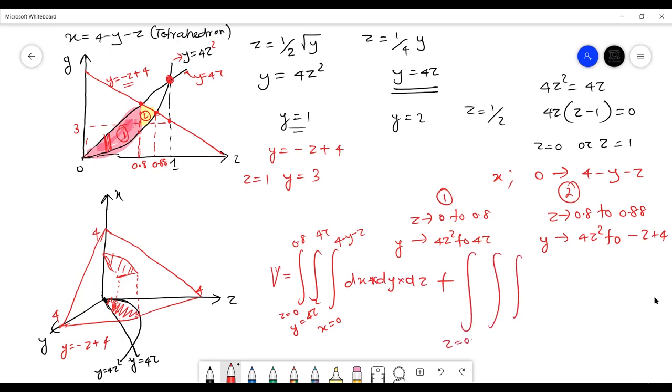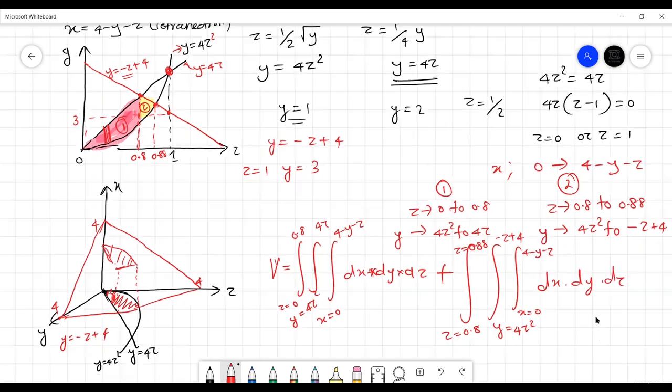is from 0.8 to 4, and here y is from 4z squared to minus z plus 4. And finally, x is from 0 to 4 minus y minus z, dx dy dz, right?